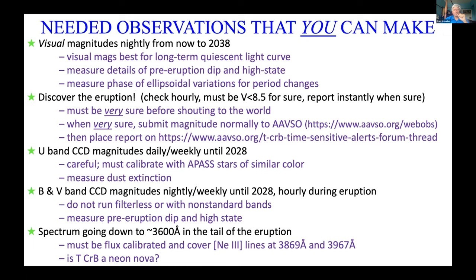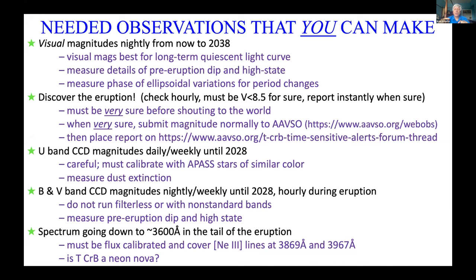Now, there's a problem here, and that is the hair trigger nature of reporting that you have a real eruption in progress. It's easy to have a false alarm for any of many reasons we're well aware of. So you have to spot T CrB getting brighter than something like 8.5 magnitude, but you've got to be sure, because if you make a false alarm, a lot of professionals and a lot of amateurs are going to be spending a lot of time following up on a false alarm. And that only makes it worse when the real alarm comes. So you've got to be really sure before you report that T CrB is in eruption. When you're sure, you've got to report it instantly and make sure that it gets shouted to the world.